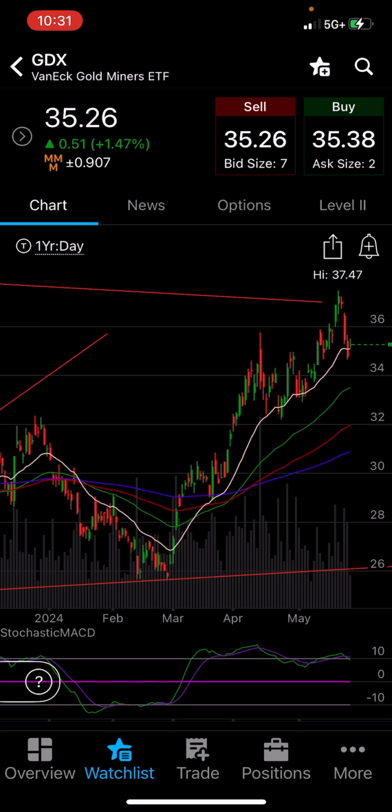However, you'll notice this red line at the top. That is a larger trend line that we're going to look at, and it's no surprise that it rejected from that area and has come back down.